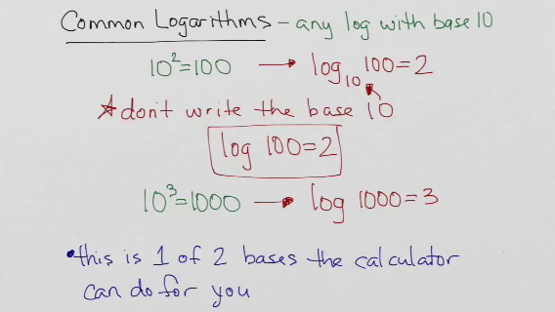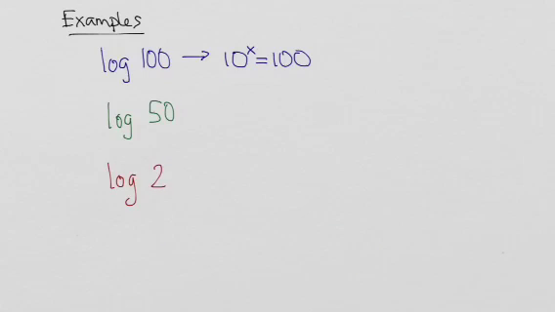All right, so for example, 10 to the third power really equals 1,000. If you write it as a log, instead of writing the base 10, again, we just don't write that little base 10. We leave it out. Log 1,000 equals 3. Now this is one of, again, two bases that your calculator can do for you. We'll learn about the other one in a few minutes. All right, so let's do some examples.